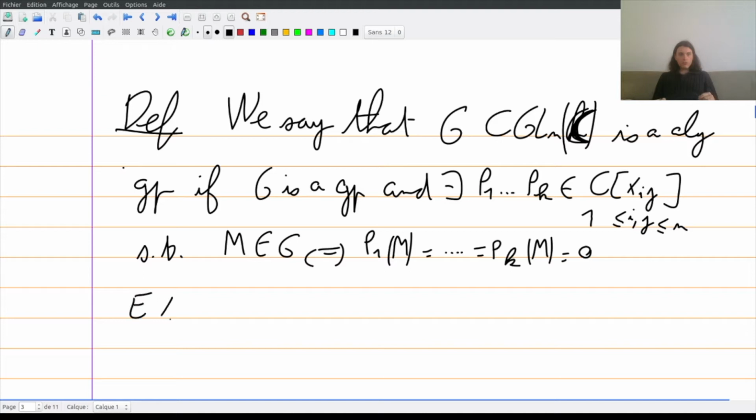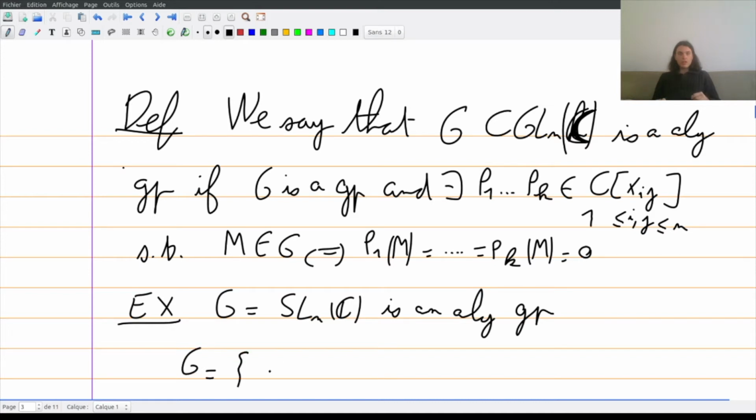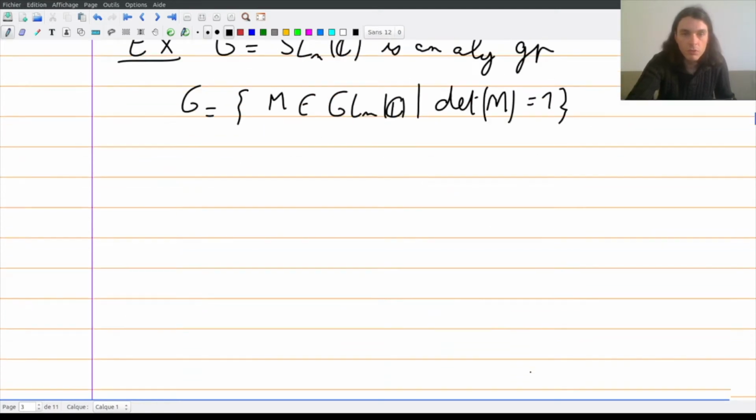So for example, J equals SLn of C is an algebraic group. So J is just the matrices. So SLn is the group, of course, and you have the functional equation. So you really need two things. You need to be a group, and you need to be a solution of algebraic equations. So there are not so many groups.